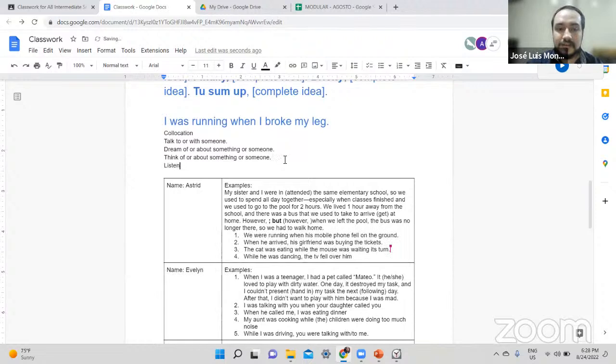Also "listen". It's always "listen to" someone or something. If you say "I listened music", it is incorrect. You have to say "I listened to music". It's just because they have these collocations, Evelyn. I don't know if that helps or if you have questions about it.